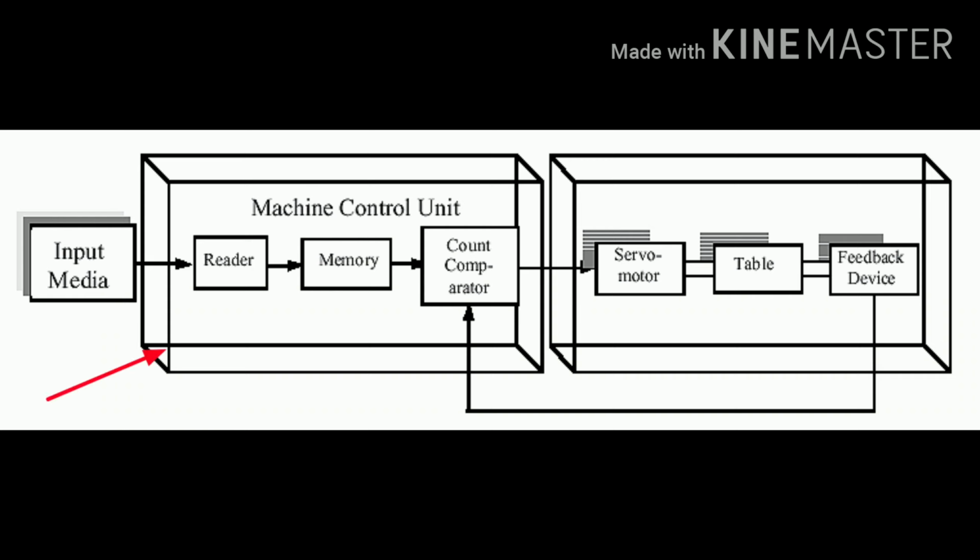Now let's see the basic components used in NC, CNC and DNC machines. First part is the machine control unit. It is the heart of the NC, CNC or DNC machines because it performs the following operations. It reads the coded information given by the operator.